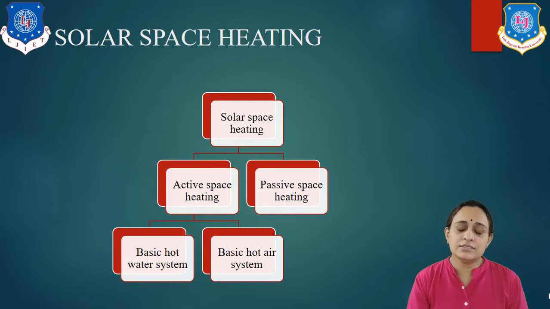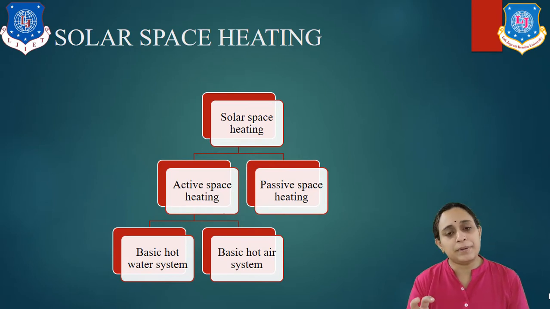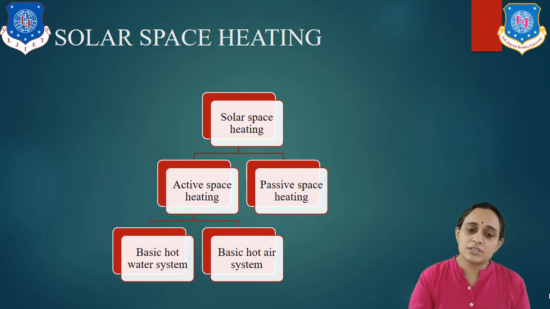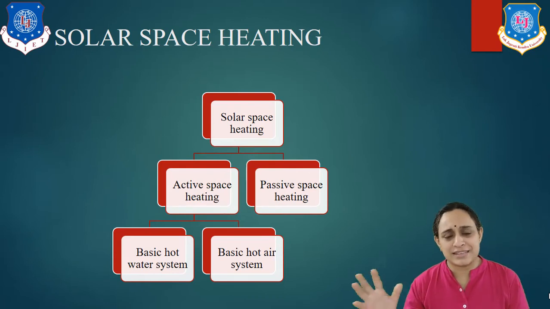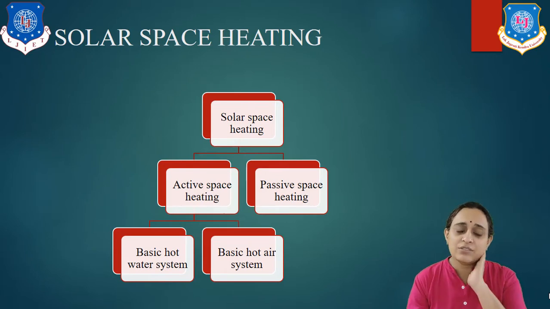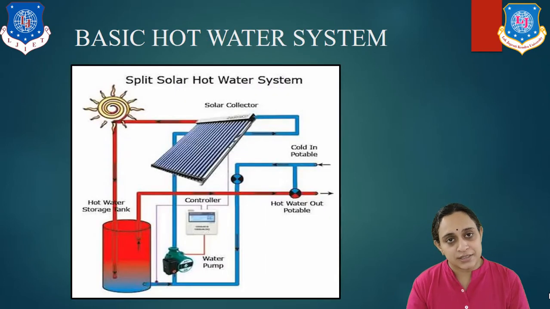Now, in this, we'll study about solar space heating. It has two parts: active space heating and passive space heating. Again, active space heating has two parts: basic hot water system and basic hot air system, and the other is the passive one. Here we have to consider the basic hot water system as well as the hot air system. In general, we use these for space heating purposes.